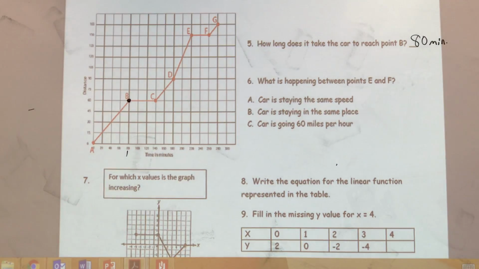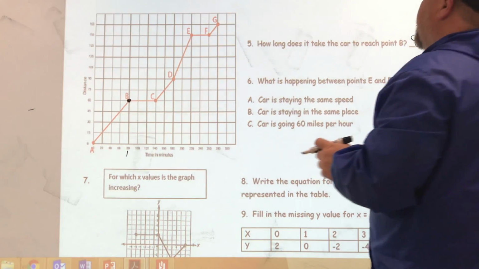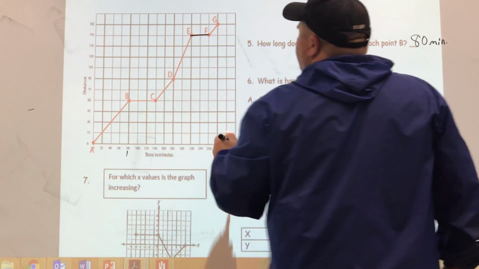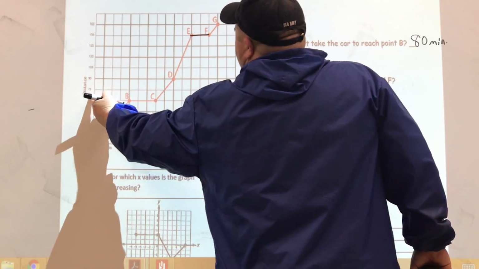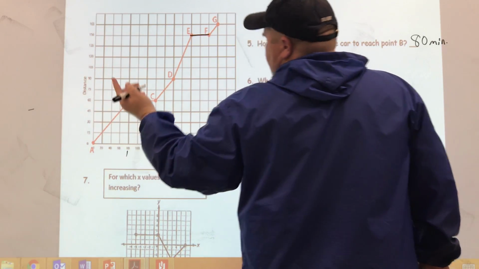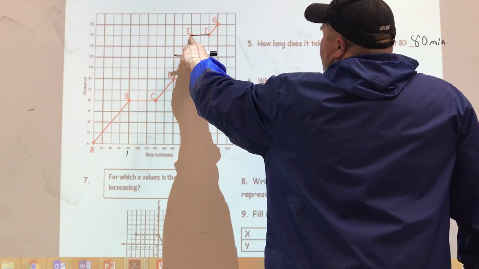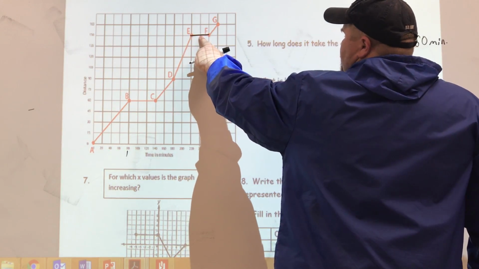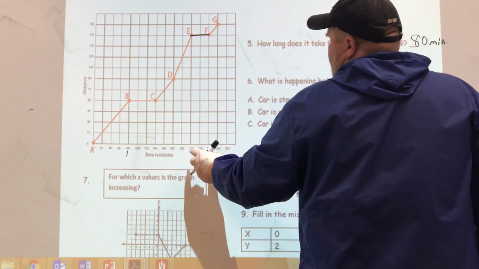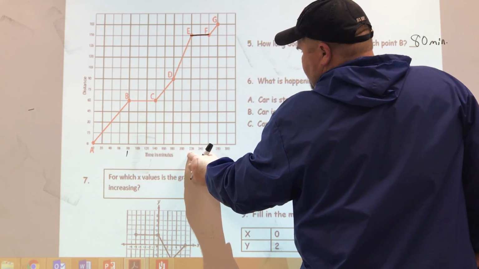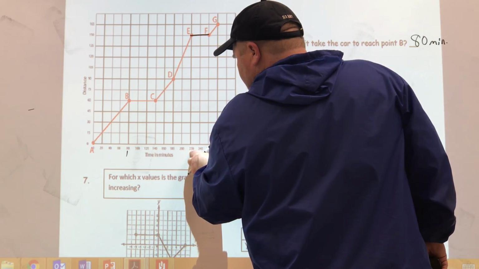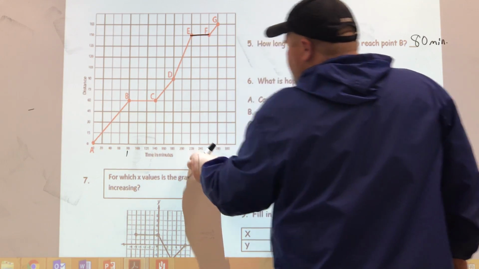Number 6, what is happening between points E and F? So we've got this flat line right here on E and F. And we've got distance on the y value. So it's indicating that's 150, I believe this is in miles. So 150 miles at point E, 150 miles in between, and still we've only gone 150 miles at point F. So while time has elapsed, looks like maybe 40 minutes have elapsed.